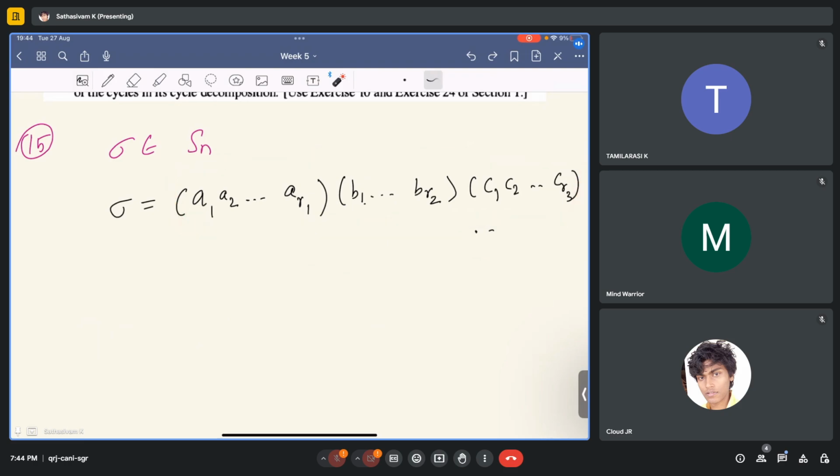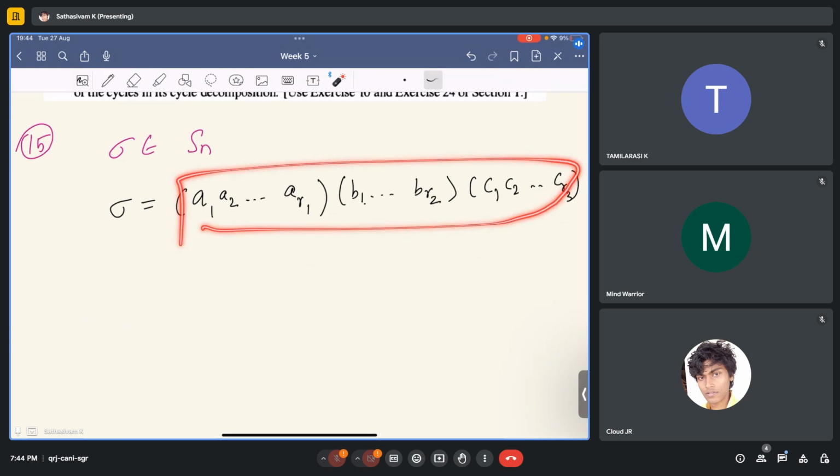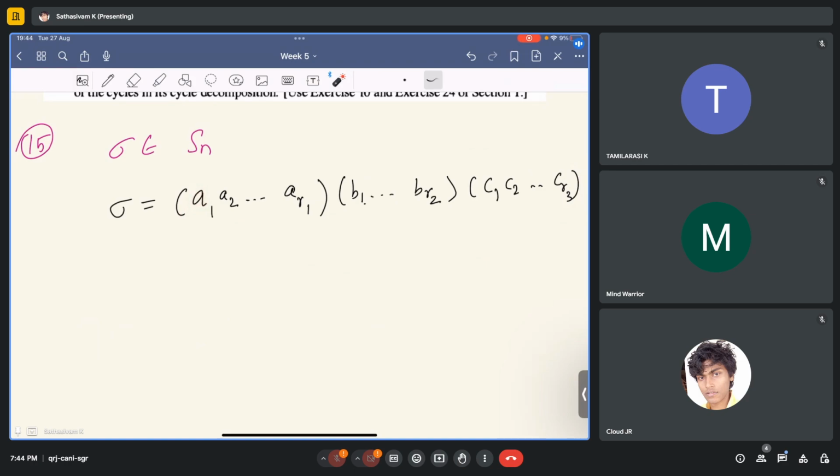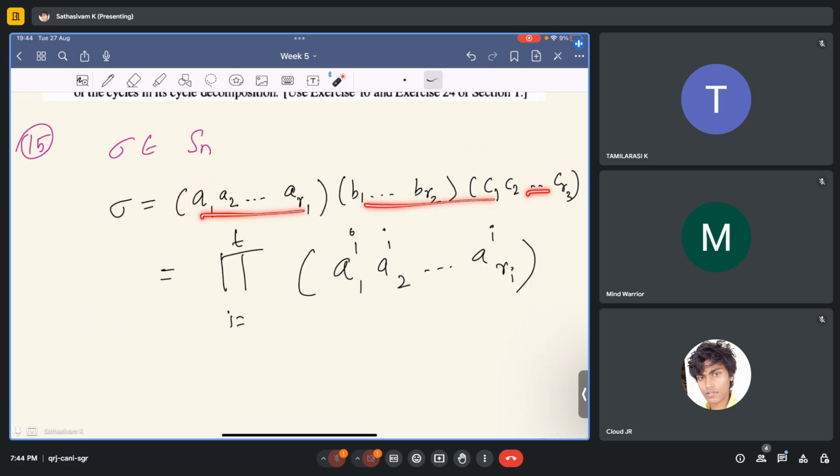Okay. I don't want to go into the notations. Rather, what we do is we'll just prove for this particular one. In general, what you do is instead of writing A, B, C, the problem is I will stop at some point, right? So if you want to write in general, you have to write it as a product of A_i1, A_i2, etc. A_i r_i, for i running from 1 to T, where T is the number of cycles. Here in this case, I have 3 cycles.